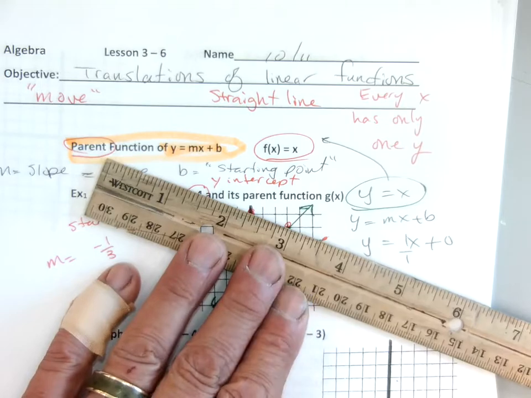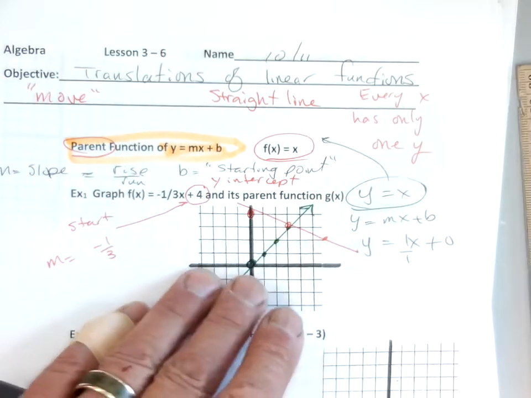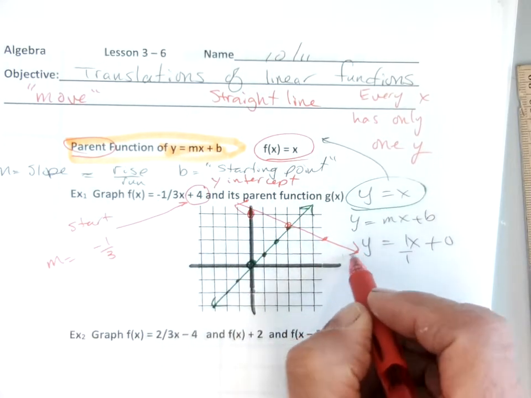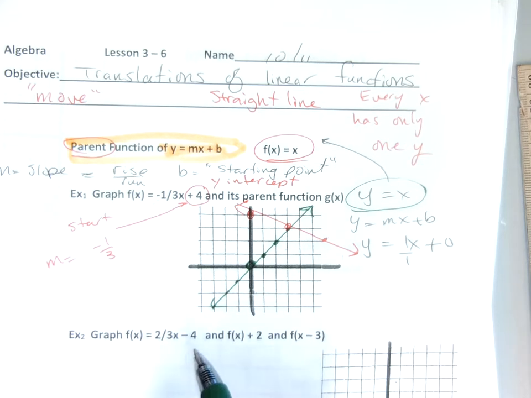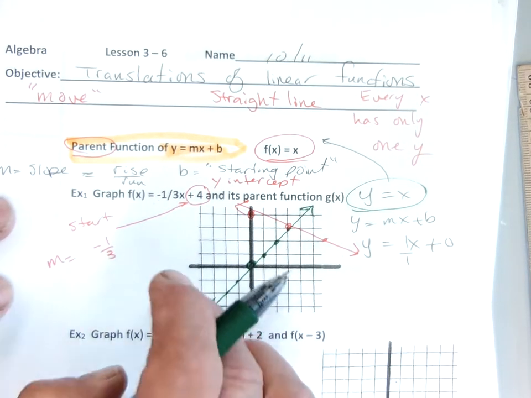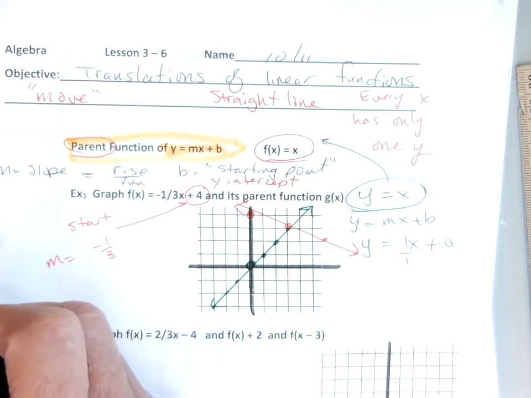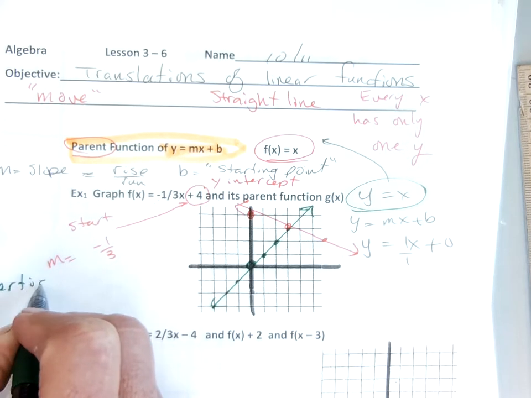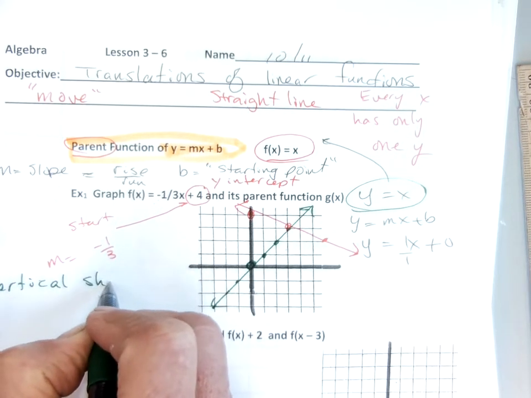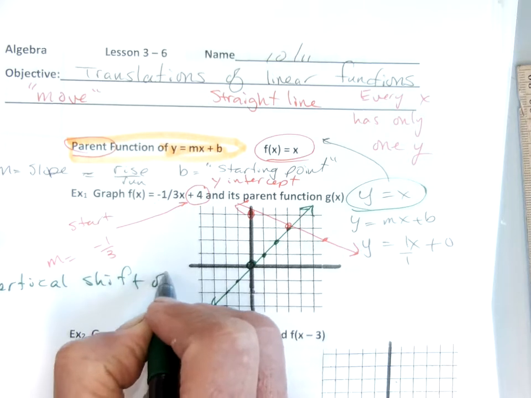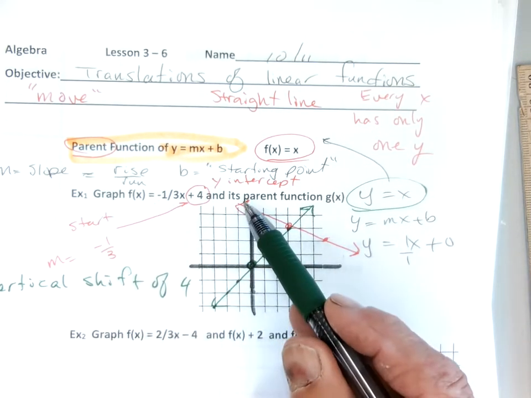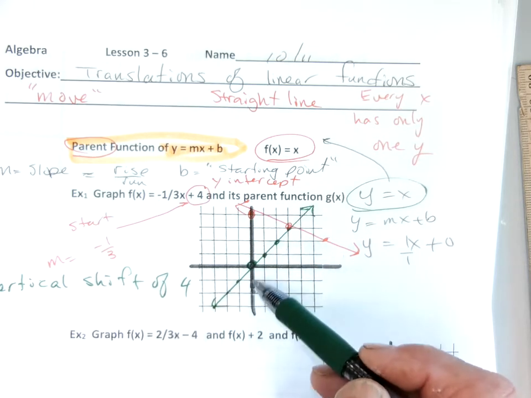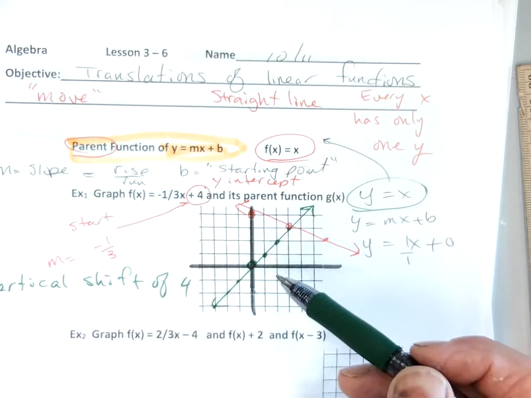So what I did is I changed my line. What did I do? Well, I did a couple of things. One, I did a vertical shift of 4. I took the whole graph up 4. See, here's my green graph. It's up 4. First thing I did is bring it up 4.